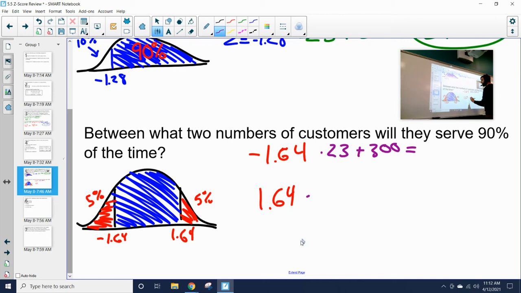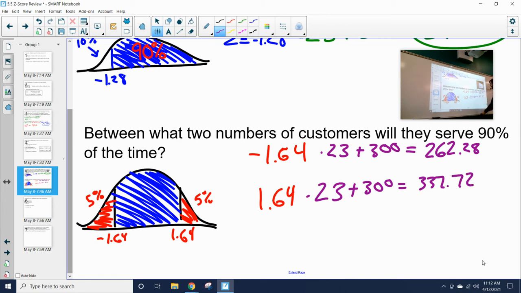And these are going to give me the two values between which the number of customers the restaurant will serve 90% of the days. So if I do both of these, I should get the lower value is 262.28, and the upper value is 337.72. So 262 customers is the lower value of customers they should serve 90% of the days, and the upper value is 337. So between 262 and 337 customers would they serve 90% of every day that this restaurant is open.